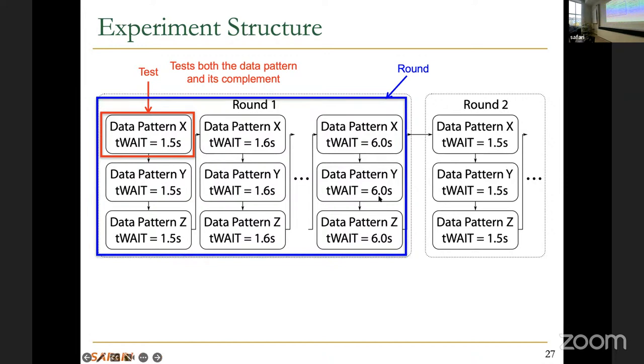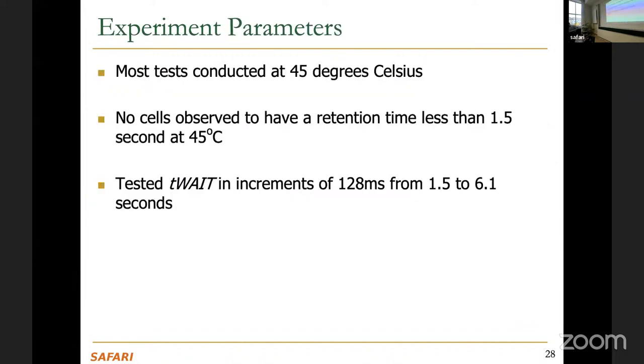This way you collect, for all data patterns and for all potential retention times, all the corrupt cells that you see. And then you repeat this experiment for statistical significance. So you can do thousands of runs of testing. In our tests, most of our tests are conducted at 45 degrees Celsius. And we don't observe any cells to have retention time less than 1.5 seconds at 45 degrees Celsius. And we test T wait in increments of 128 milliseconds from 1.5 to 6.1 seconds. So this is a lot of tests, a lot of experiments, basically.